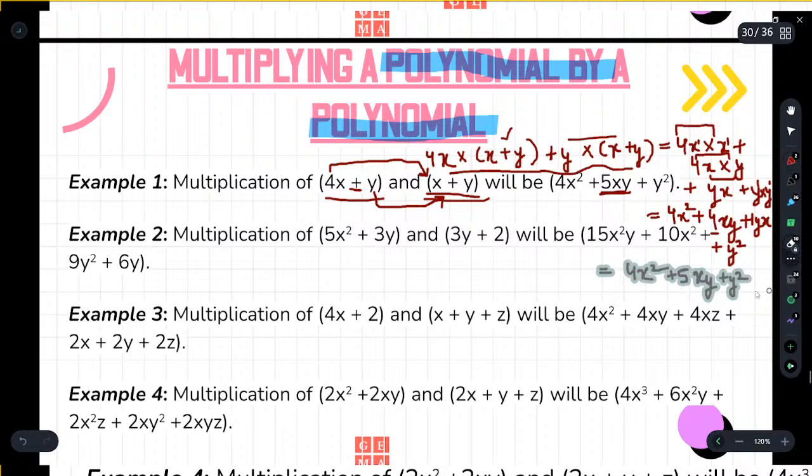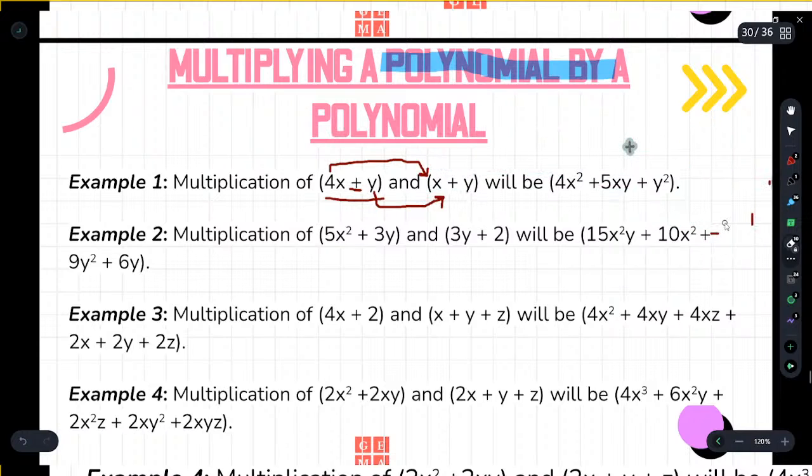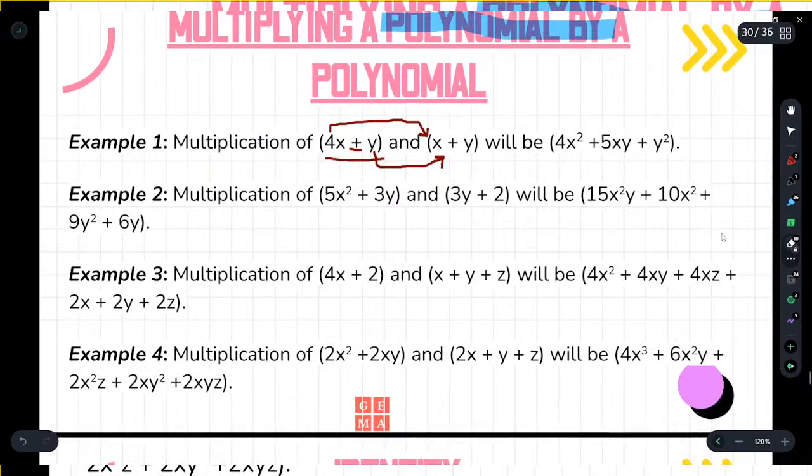So the basic thing for this is you have to identify all the like terms for it. That's how you get it. And then add all the like terms. Add the coefficients and write the variables as they are. Let's move on with the second example.